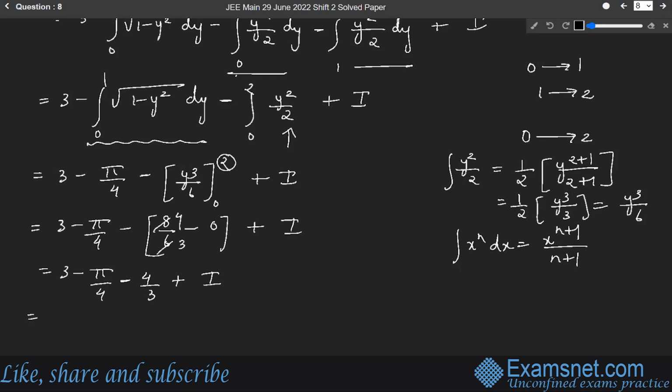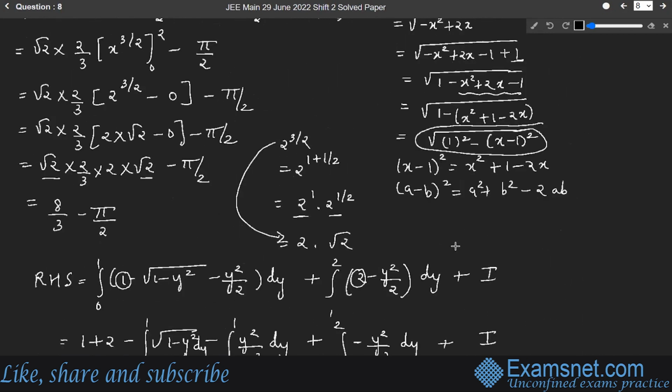Now 3 minus 4 by 3. When we take the LCM, 3 minus 4 by 3 is 5 by 3 minus pi by 4 plus I. So the value of RHS is 5 by 3 minus pi by 4 plus I. Okay. Since LHS is equal to RHS, we have to equate both the values.